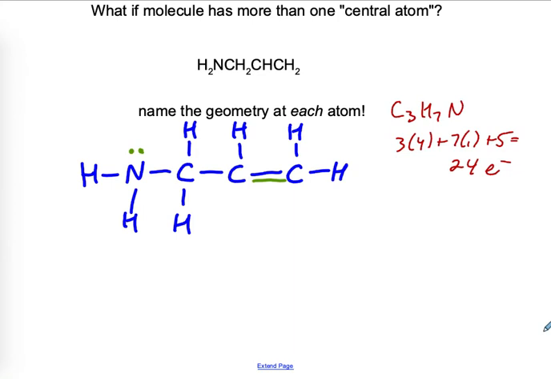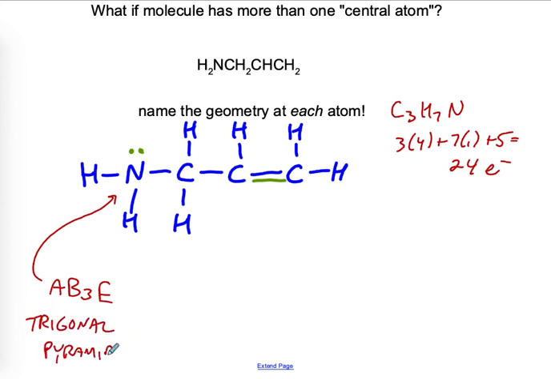So the nitrogen has 3 atoms bonded to it and 1 lone pair. That falls into the AB3E category. Therefore, the nitrogen has a trigonal pyramidal geometry. The first carbon falls into the AB4 category because it has 4 atoms bonded to it, 2 hydrogens, a carbon, and a nitrogen. Therefore, we would say that that carbon center is tetrahedral.